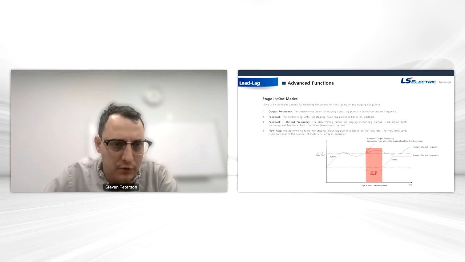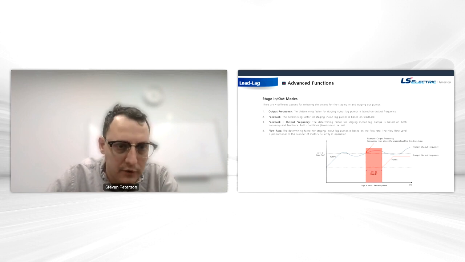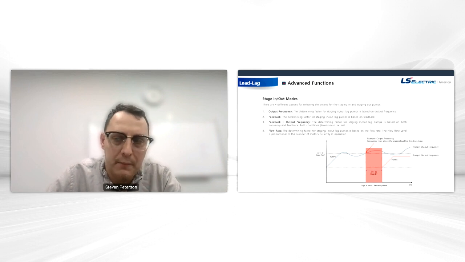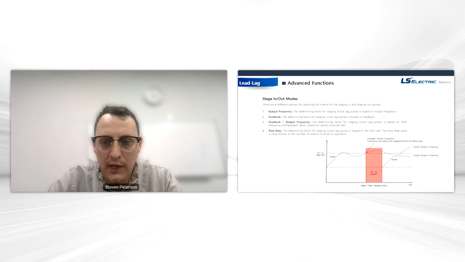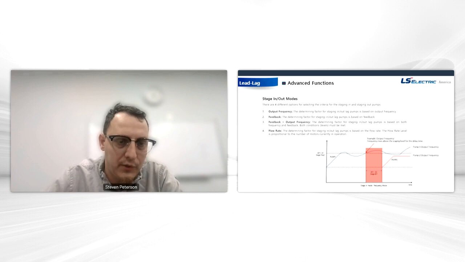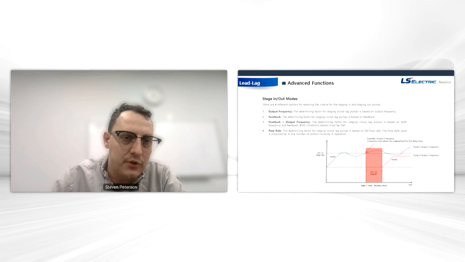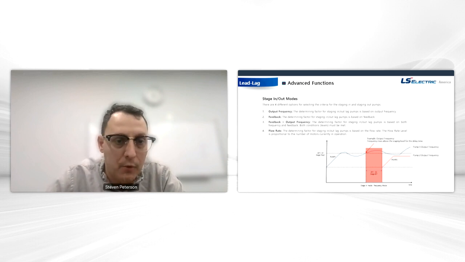You could also do it based on feedback. If there's a certain feedback differential between your set point and your feedback, you could use that to stage in or stage out a device. Or you could do both, based on feedback and frequency. So if we have a high frequency and a large pressure differential between the set point and feedback, we could use that to stage on more pumps.